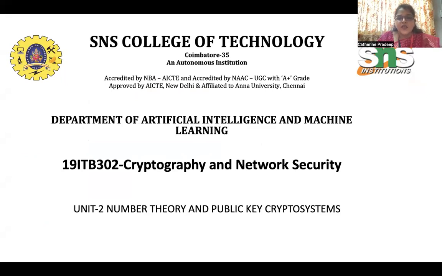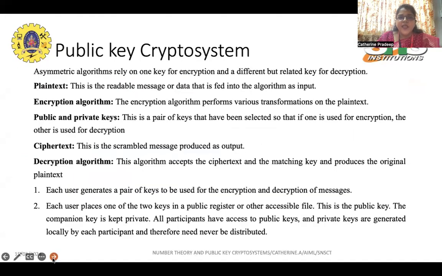Today in our lecture series, we shall see about the public key crypto systems. So public key crypto system is nothing but the asymmetric algorithms. It is a method of asymmetric encryption and decryption. So here the asymmetric algorithms rely on one key for encryption and a different, but related, key for decryption. Earlier we have seen about symmetric encryption, where the encryption and the decryption rely upon the same key.